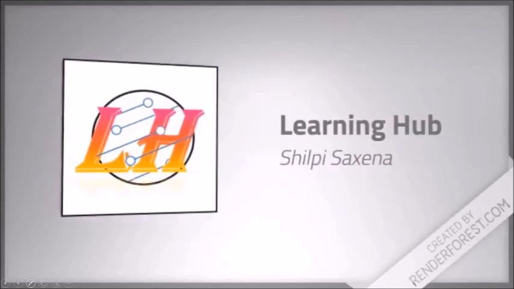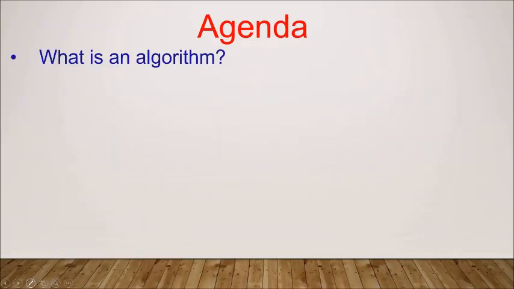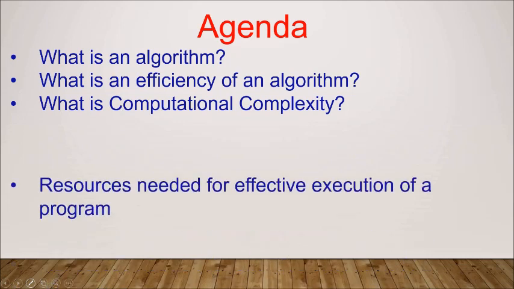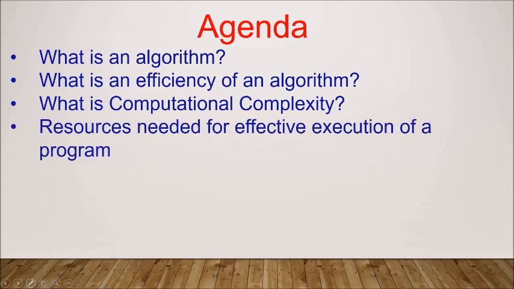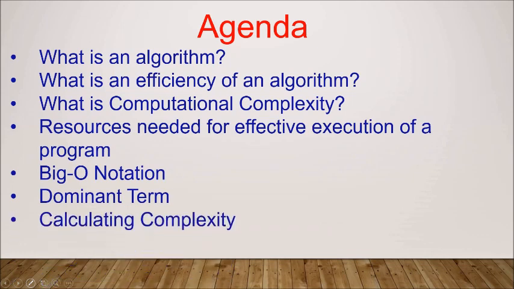So today we are going to start the new chapter, that is idea of algorithmic efficiency. The agenda of this video is I'll cover what is algorithm, then what is efficiency of an algorithm, what is computational complexity, resources needed for effective execution of program, big O notation, dominant term and calculating complexity. So very first topic is what is algorithm.